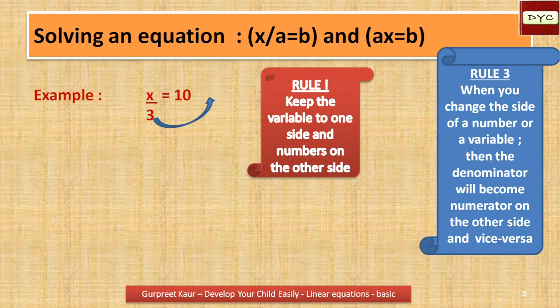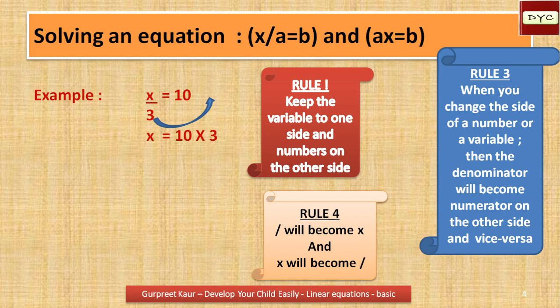Now here, as per the rule, 3 is my denominator. When it moves to the other side, it will become the numerator. So I will write x is equal to 10 multiplied by 3. Now from where has this multiplication come? It has come from rule number 4. This states that division will become multiplication and multiplication will become division. If you look into the question, we say x divided by 3, so the 3 part is divided. When I take it to the other side, it becomes multiplication. Opposite. So division will become multiplication, multiplication will become division.